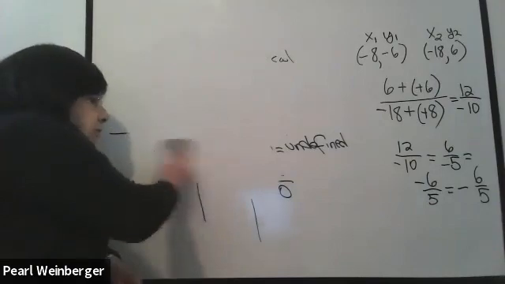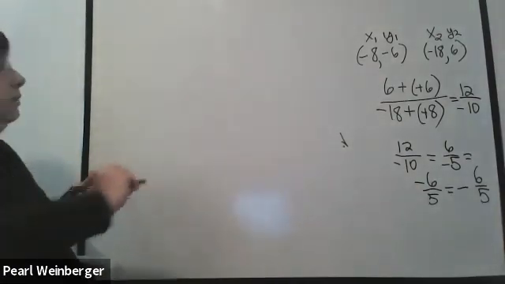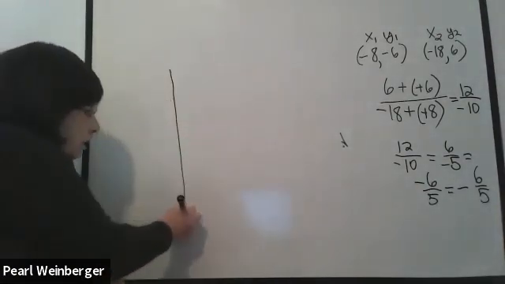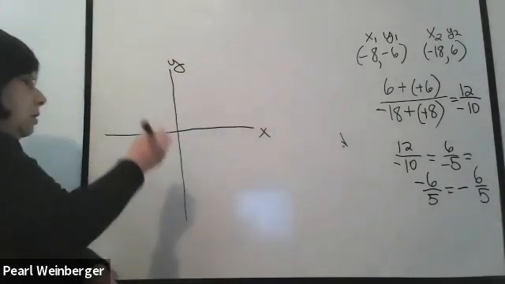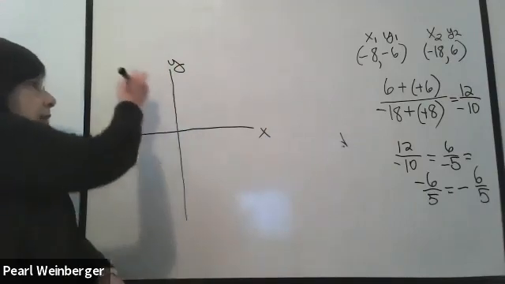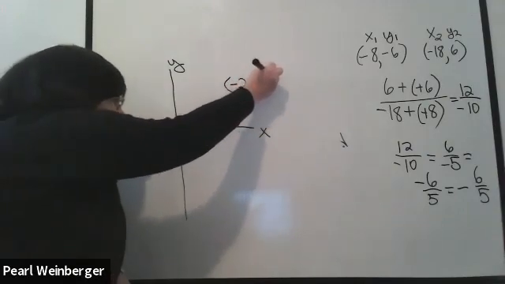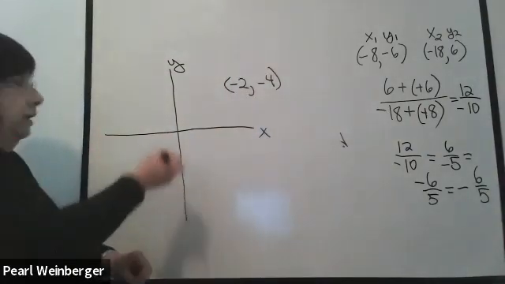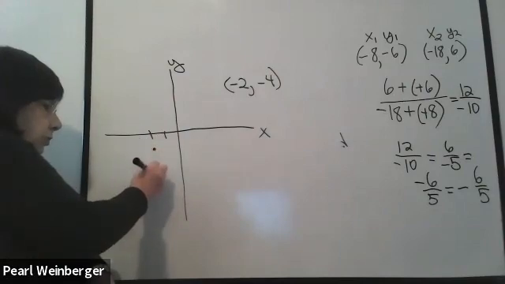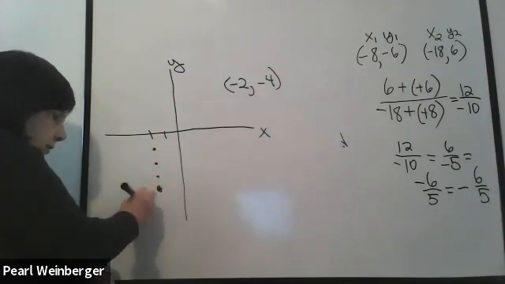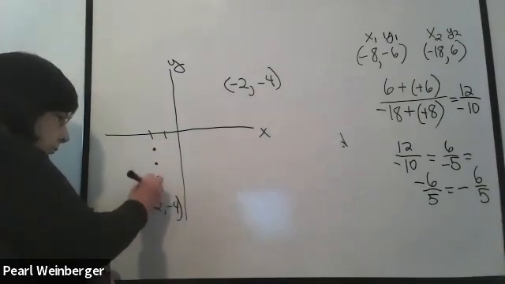I'm going to give you a couple of minutes to try this. Suppose I gave you, here's my graph, and I'm going to the point -2, -4. I know how to get to that point. -2 is 2 to the left, -4 is 1, 2, 3, 4 down from there. Here's that point, -2, -4.